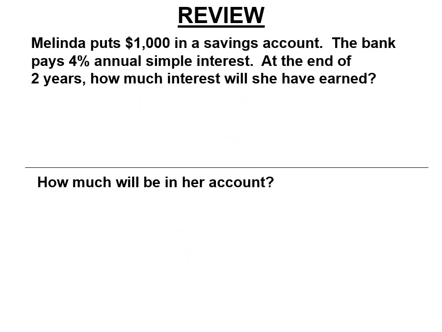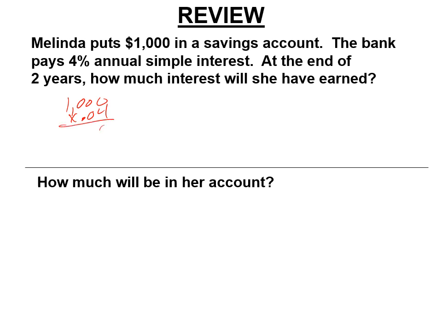Melinda put $1,000 in a savings account. The bank pays 4% annual simple interest. So I'm just going to do that. Yeah, I like to use that method here because we're asked so many different things with these interest problems. So I'm going to multiply by 0.04.